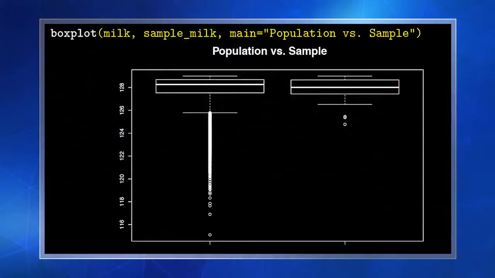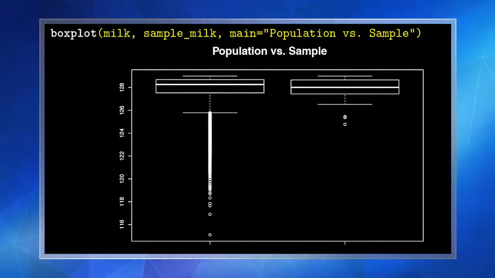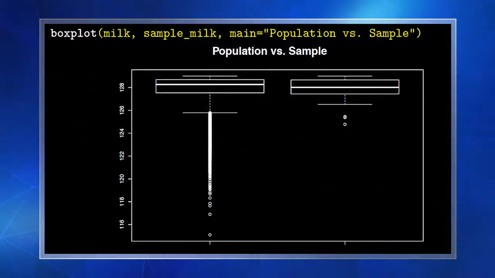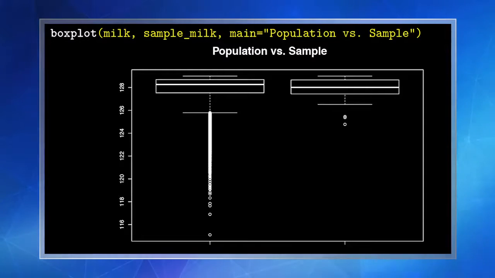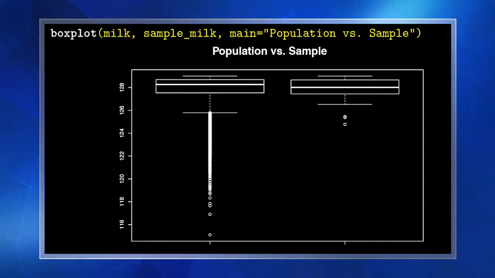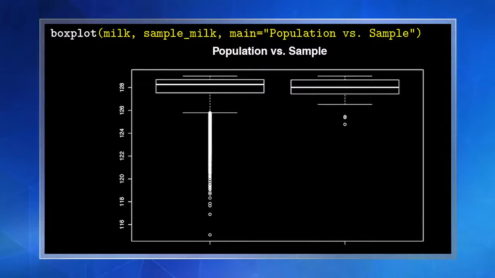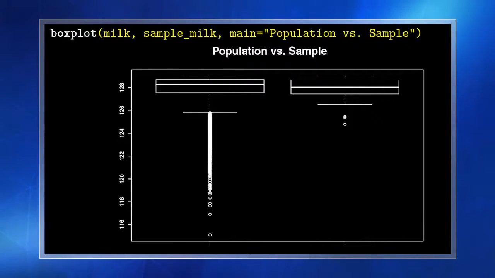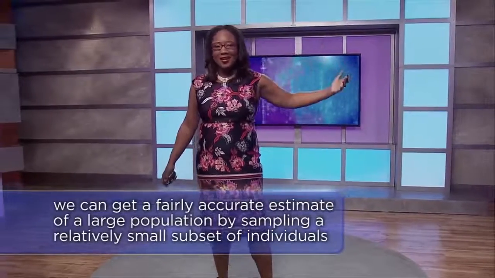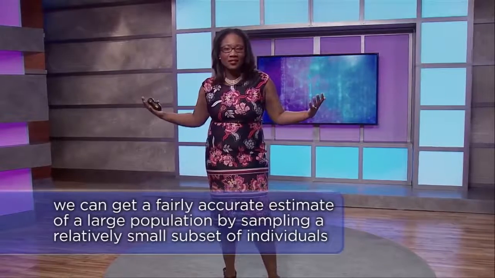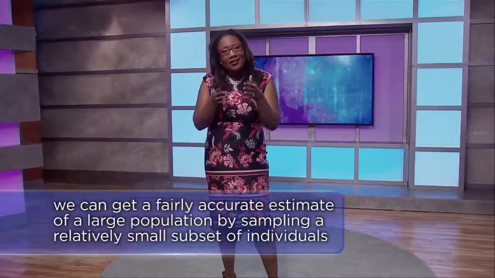So here's a box plot of our data. On the left, you see the population, and on the right, you see our sample. Notice our population has 10,000 values, and our sample has only 50 values. And look how well it actually captures the true population. So here's the key. Our point estimate, based on just a sample of 50 milk jugs, only slightly overestimates the true population. So this illustrates an important point, and it's this. We can get a fairly accurate estimate of a large population by sampling a relatively small subset of individuals.